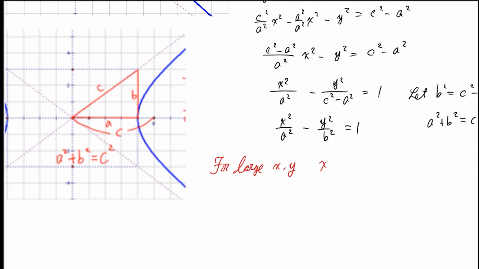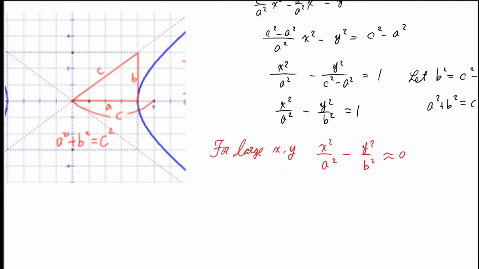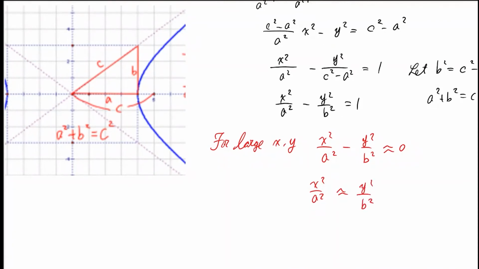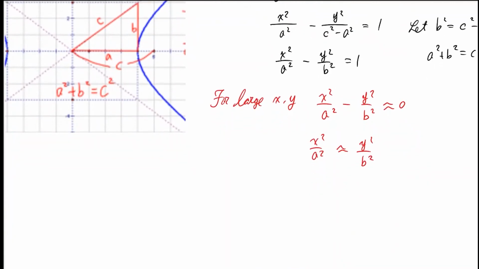So for large x and y, this term is approximately 0. It's tiny once you zoom out quite far. So far so good, end behavior meaning x and y approaching infinity. That tells you x squared over a squared is approximately equal to y squared over b squared. I'm going to square root both sides, so x over a is approximately y over b.